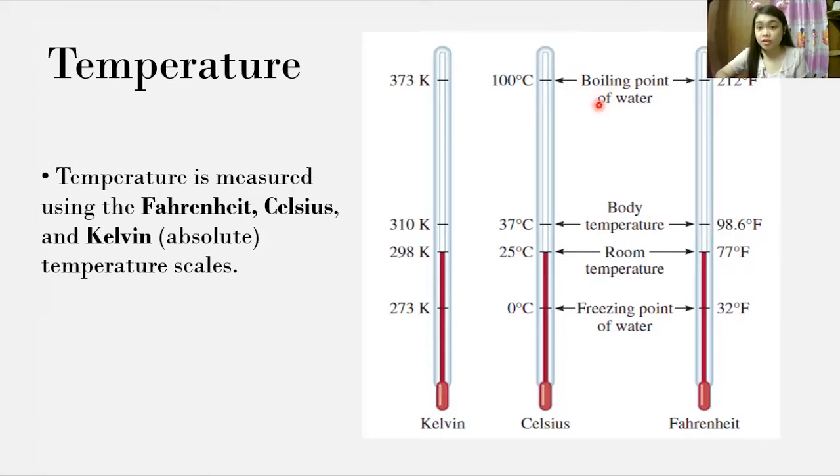And then also for the boiling point of water, we know it's 100 degrees Celsius. The water will boil at this temperature. So you add here 273 to find the boiling point of water in terms of the Kelvin scale. And also the value for Fahrenheit is equal to 212 degrees Fahrenheit.